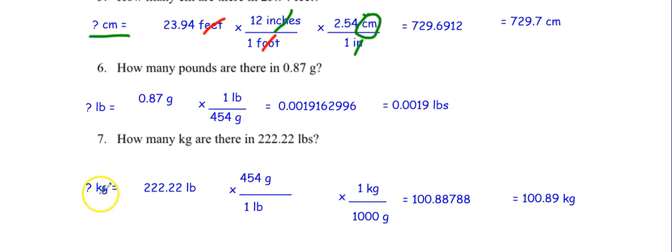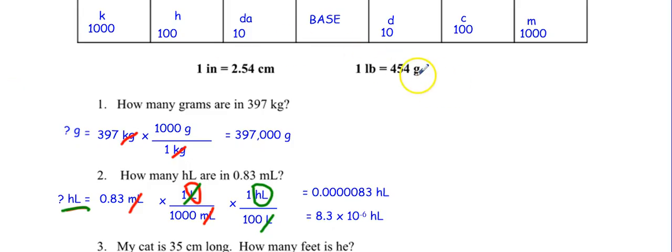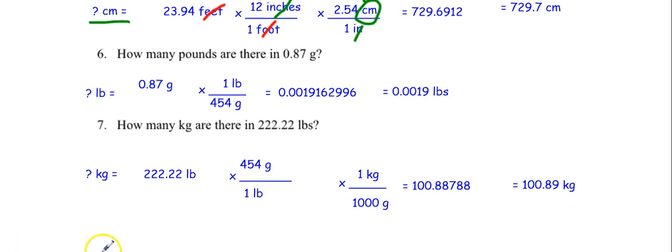Okay, so I have how many kilograms? My unknown. I have 222.22 pounds. That is not how much I weigh, by the way. And then what? Pounds go on the bottom? Well, the only thing I know, look up above, is grams. I don't know anything else. I don't know about kilograms. So I had to go to grams.